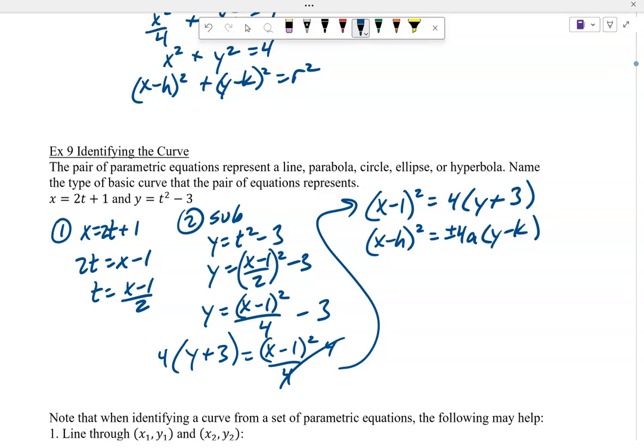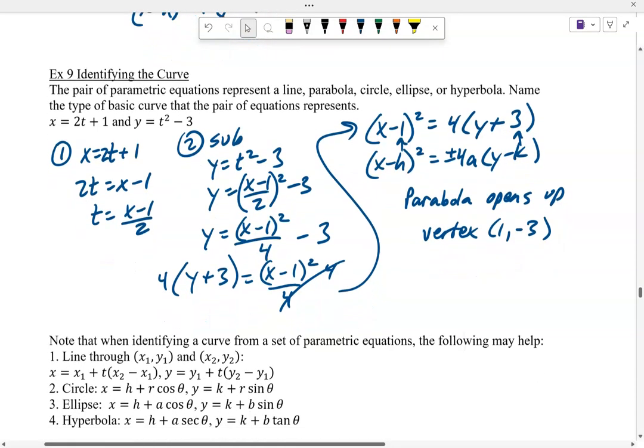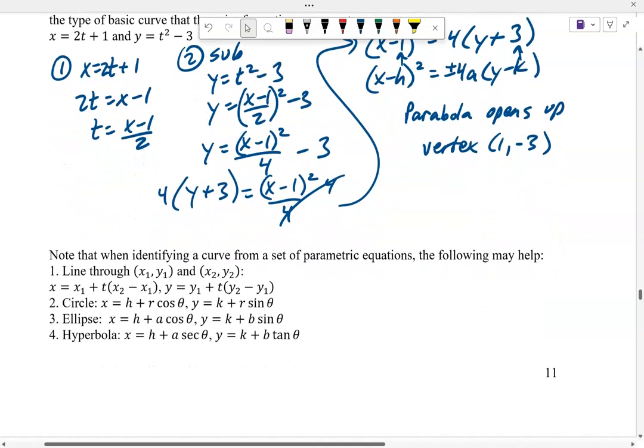So we've got a vertex at 1, and the k is -3. So this is a parabola. It opens up, right? That's a +4 there in front. Got the vertex at 1, -3. And this may be of some use. It's kind of a little cheat sheet here. Figure out, get a circle, ellipse, hyperbola, and so on.